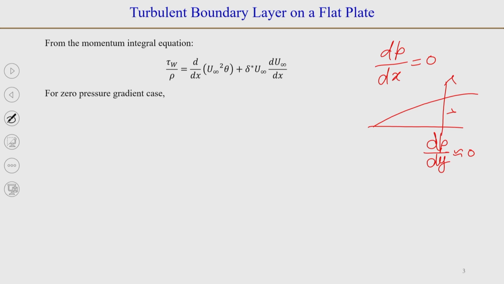So, we could write that P plus half rho u square in the inviscid region, and from that if dP by dx is equal to 0, we can deduce that du infinity by dx is also going to be 0. So, this term will go away.